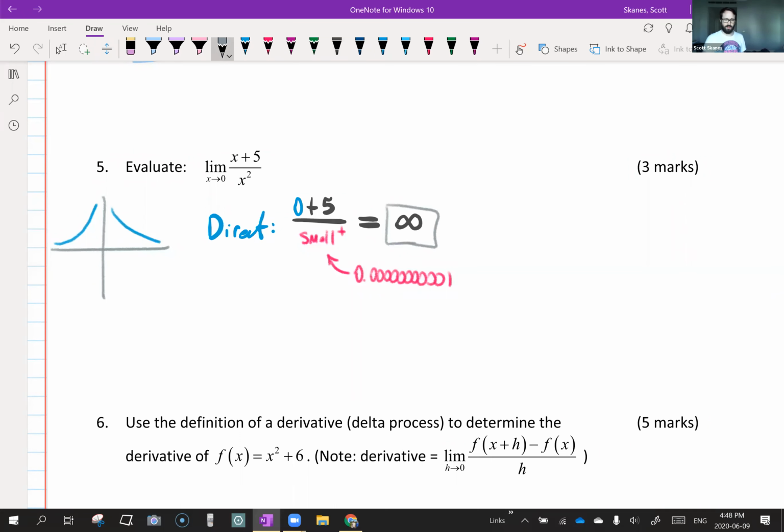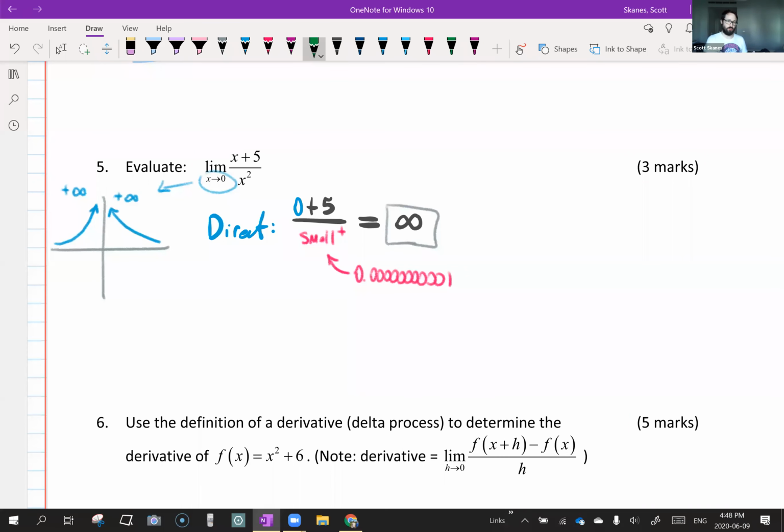That's our answer. But a much easier way is to look at the graph, which I'm telling you you should do if you're dividing by 0, and just say, hey, as it goes to 0, we go to positive infinity from the left side and the right side. So we have a limit of positive infinity.